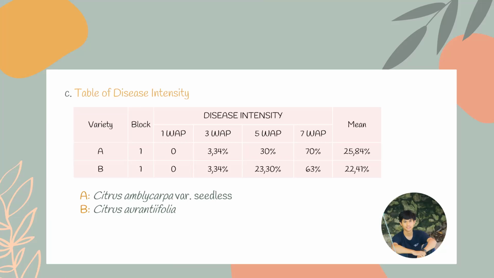Last, in the 7th week, variety A showed symptoms at 17%, and variety B at 63%. And then for the result, we got an average for variety A of 25.84%, and for variety B, 22.41%. Next.